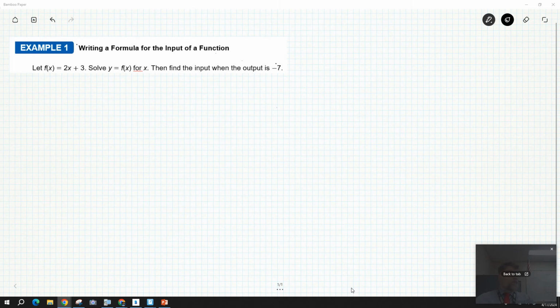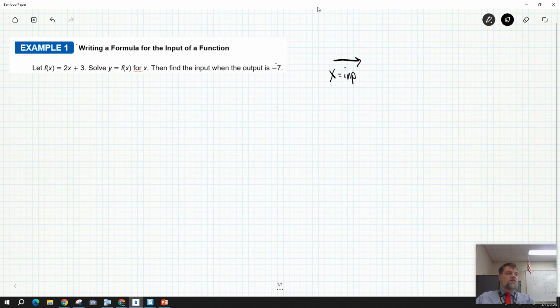Here we go. It says write a formula for the input of a function. So what I want to talk about, and this is where we're going with this, is we're going to be doing inverses. We're going to address this in just a second, but remember that for the function, we have an x value, that's the input, right?